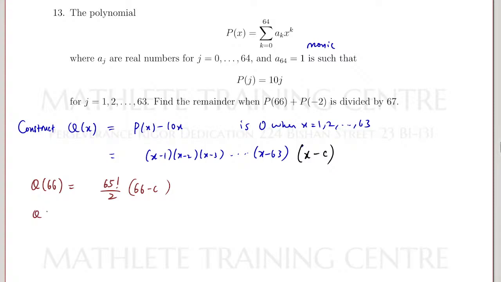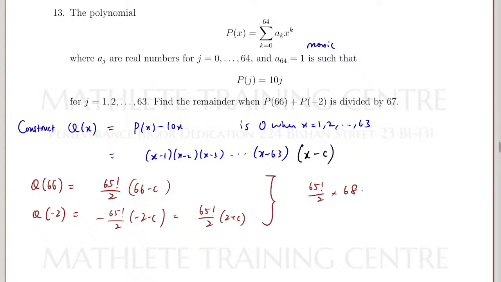Okay, then Q of negative 2 will be equal to what? When you put x equals negative 2 here, you get negative 3. Here you get negative 4. Then here you get negative 65. So you get a negative 65 factorial over 2, right? Because it's missing the negative 2 term and the negative 1 term. And when you put in x equals negative 2, you get negative 2 minus c. So in fact, this is 65 factorial over 2 times 2 plus c. So when you sum them up, you know that this is 65 factorial over 2 times 68.